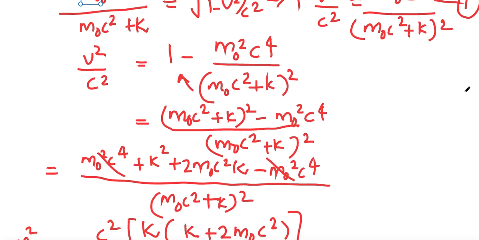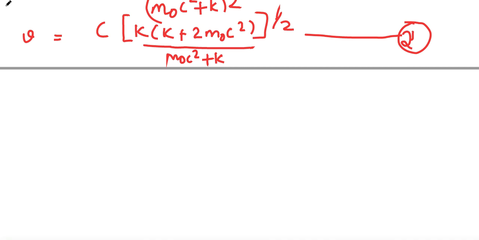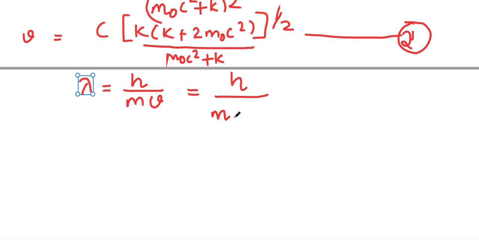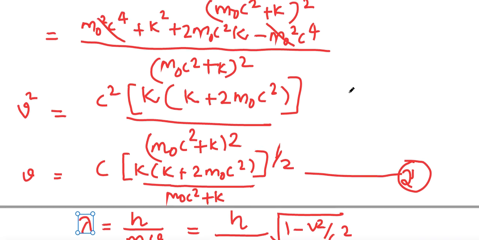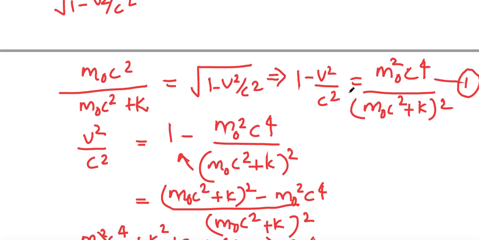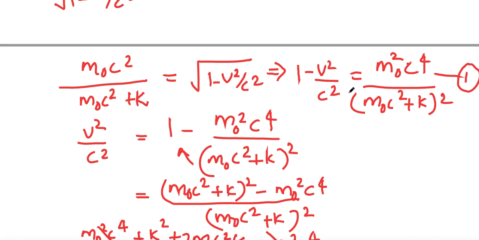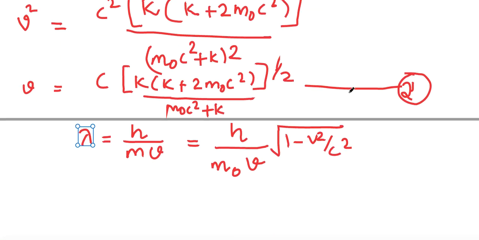Now what do we have to calculate? The wavelength, and we know the expression for wavelength: lambda equal to h by m into v. As we have written earlier, we can write m0 into v, where m is equal to m0 by root of 1 minus v square by c square. So we have already taken, from here, the root of 1 minus v square by c square.